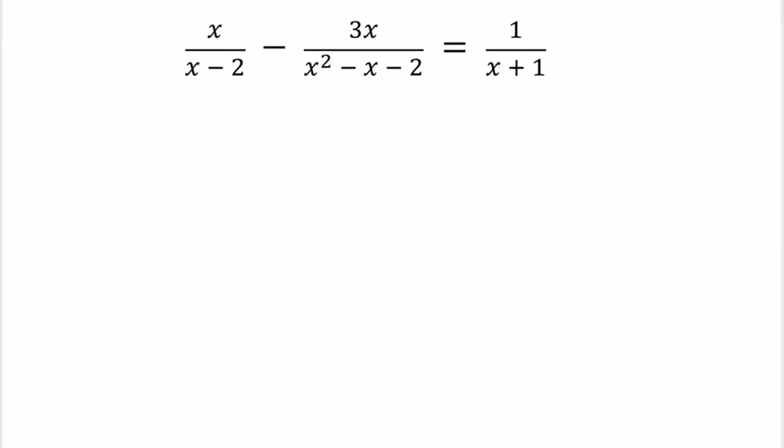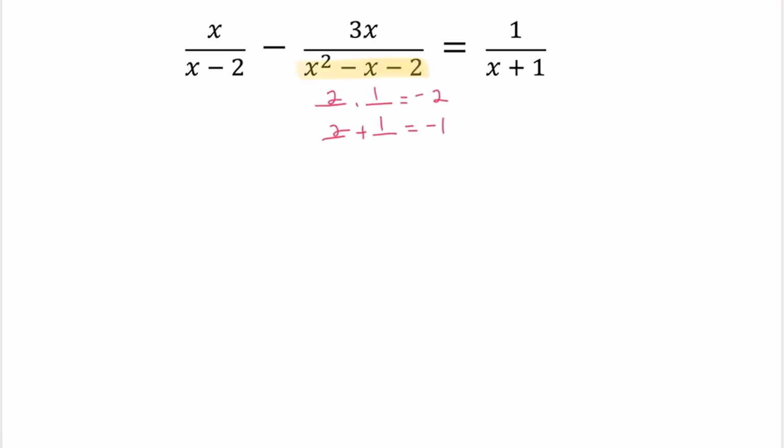x over x minus 2 minus 3x over x squared minus x minus 2 is equal to 1 over x plus 1. So here, the first thing we need to do is factor x squared minus x minus 2. We have 3 terms. The number in front of the x squared is 1. So we need two numbers that multiply to give us the last number, negative 2, but add to give us the middle number, negative 1. So that is 2 and 1.